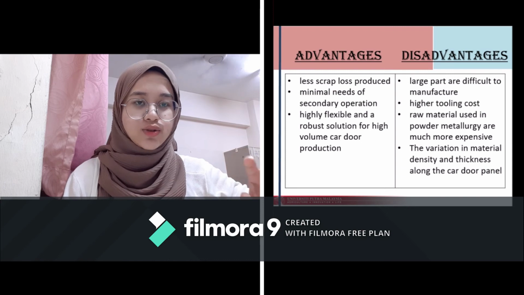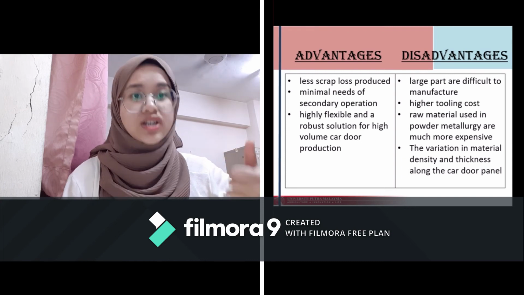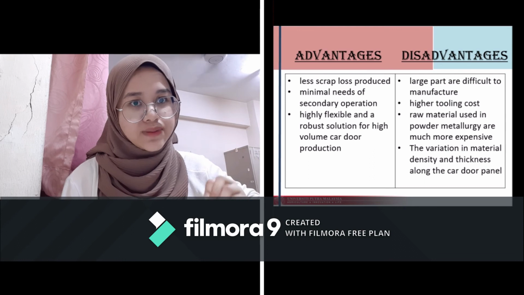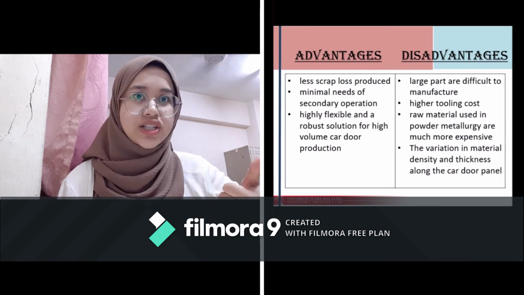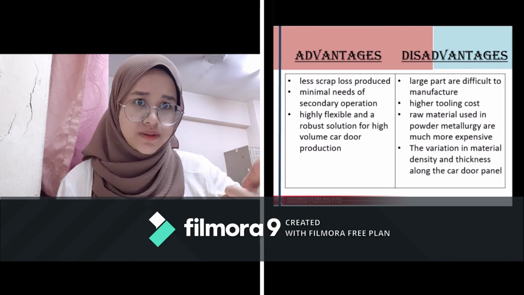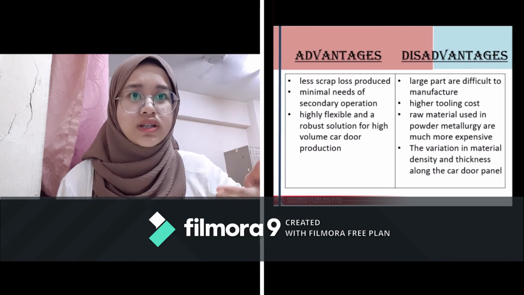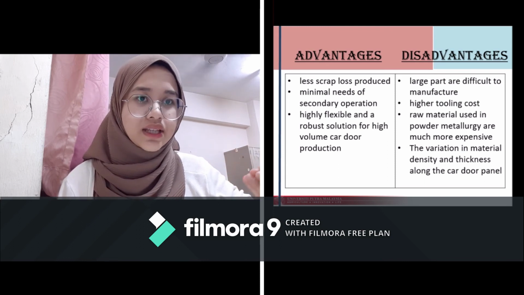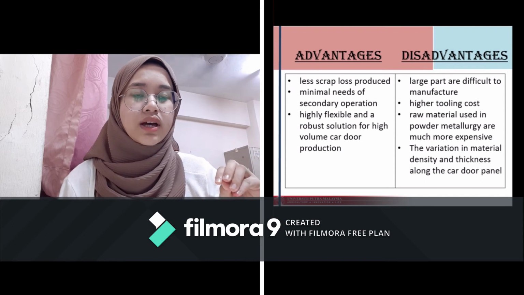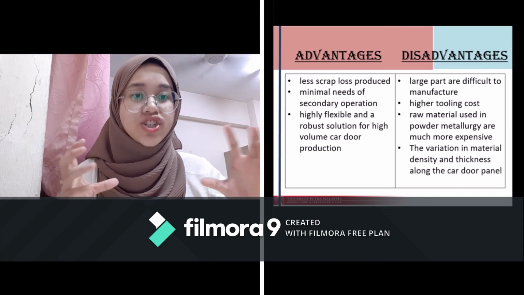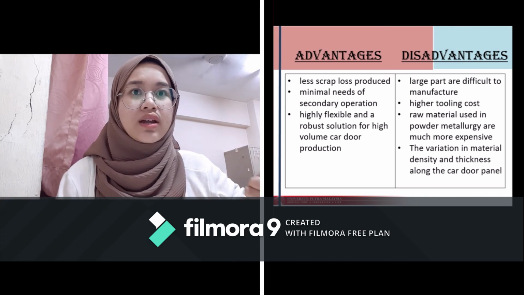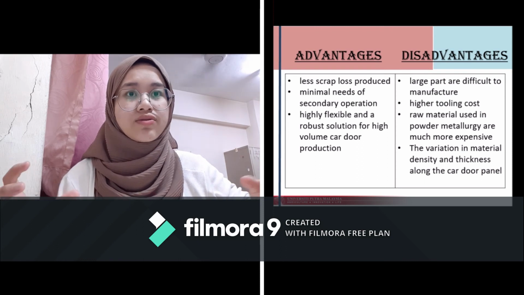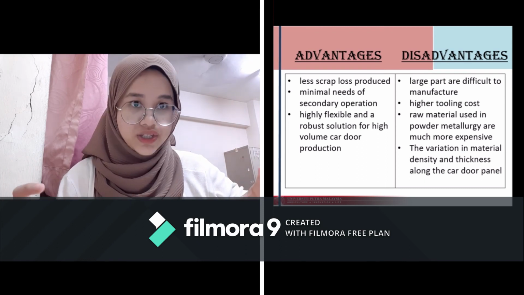Okay, let's proceed to the advantages and disadvantages of this powder metallurgy method of the car door production. First of all, the advantages are less scrap produced, and the next one is minimal need of secondary operation, which is of course because this method produces a net shape product compared to the pressing method, and it is also a highly flexible and robust solution for high volume car door production.